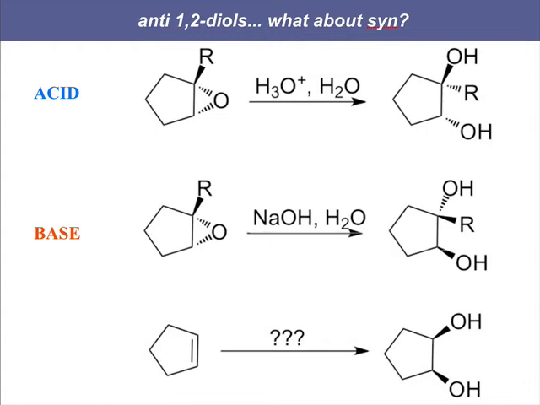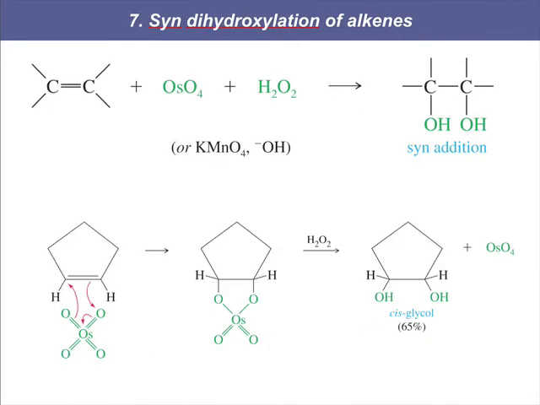So wouldn't it be nice if we had some way to do syn addition from an alkene to get syn diols instead of anti diols? Indeed, there is a way. There's always a way, isn't there? The way we do it is with osmium tetroxide and hydrogen peroxide. This is osmium tetroxide, OsO4. And what we get is, again, syn addition of alcohols across our double bond.